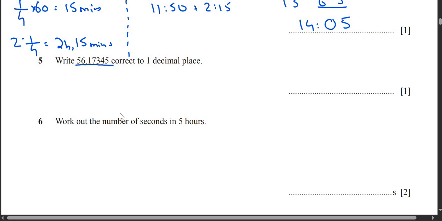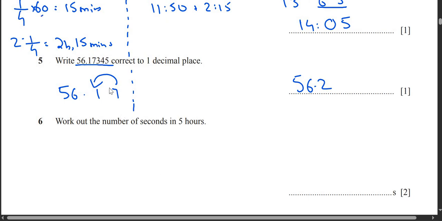Next question is, write 56.17345 correct to one decimal place. So look, 56.17. Since 7 is greater than 5, 1 will become 2. So this will become 56.2.